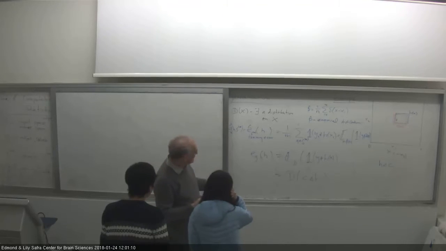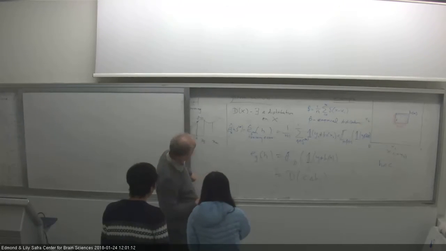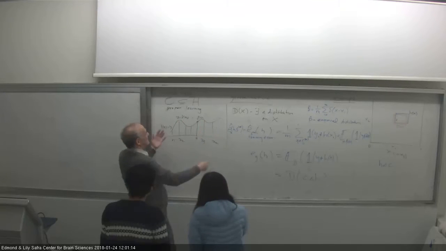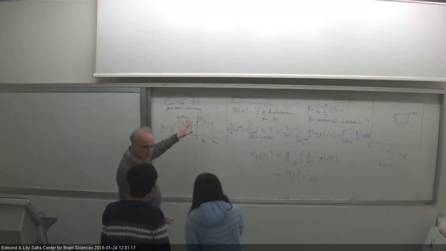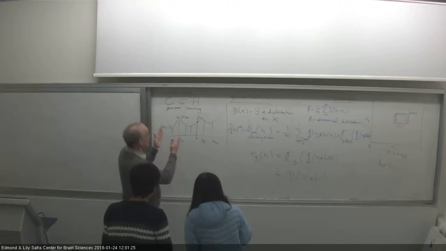A concept class is where my functions can come from. For example, this function is smooth and not too fast varying. It's what we call a band-limited function. Its derivative is bounded. So this is some sort of a concept class.